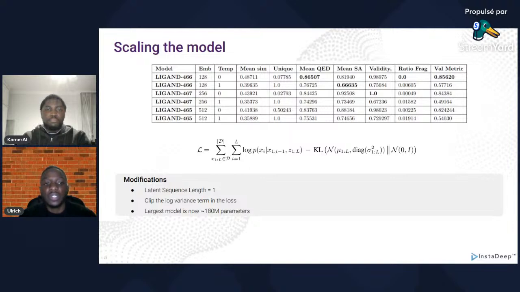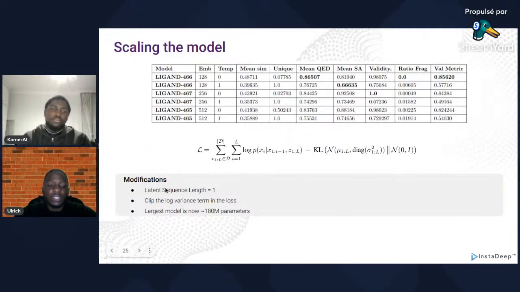With this proof of concept, the main thing we've been doing now is scaling the model. Currently, it's a model with around 180 million parameters with a 512 embedding dimension. We'll also be experimenting with a latent sequence length of 1. We want to take a molecule and have an embedding in a latent space that has just a sequence length of 1 and just an embedding dimension. Then the idea is to experiment if different embedding dimensions affect the properties of the molecules.